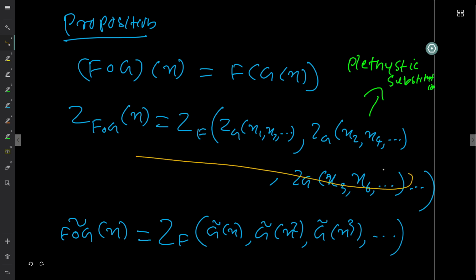And from this, one can immediately deduce that the type generating series of f composition g is precisely Z f with x1 substituted by g tilde of x, x2 by g tilde of x squared, then g tilde of x cubed, etc. If you are interested, you can try to see why, but it requires a little more work, and we don't want to do it in this course.